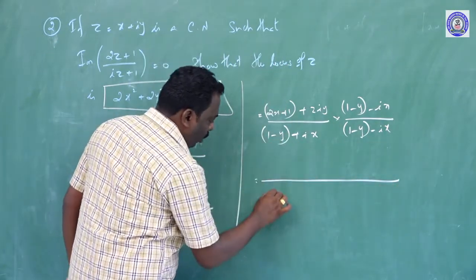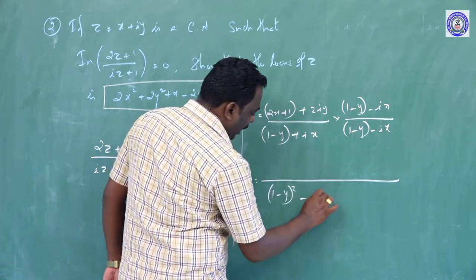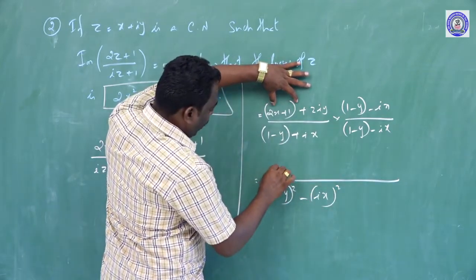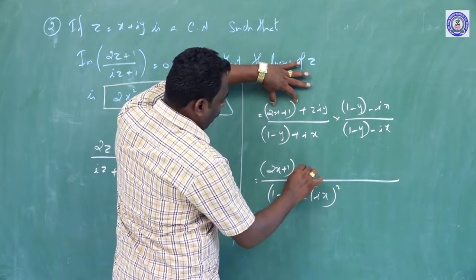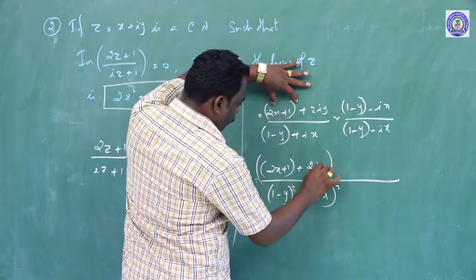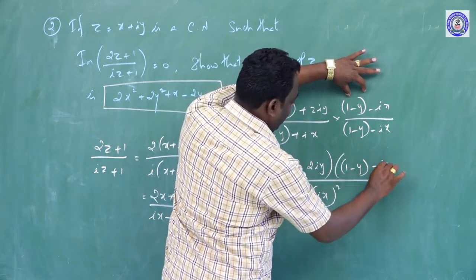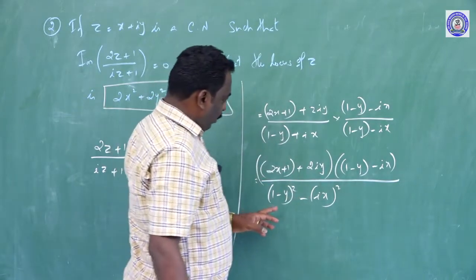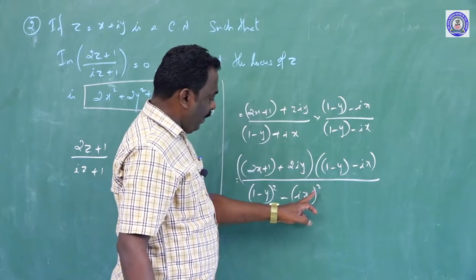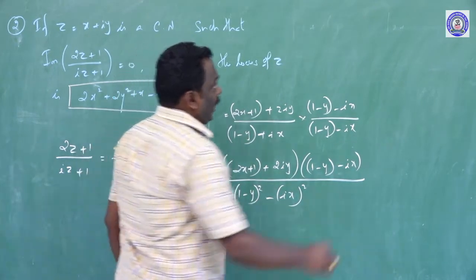Therefore, the denominator is (1 − y)² − (i x)². Multiply the numerator: (2x + 1 + 2iy) into (1 − y − ix). Simplify the denominator: (1 − y)² − i²x², and i² equals −1, so it becomes plus x².